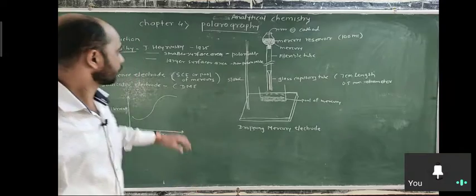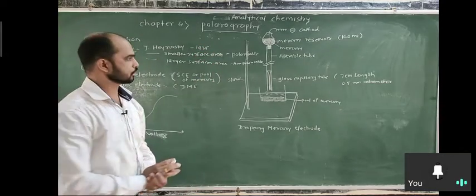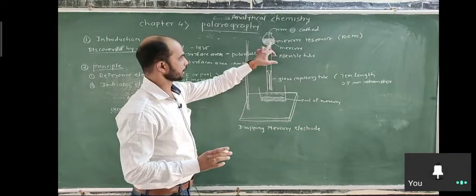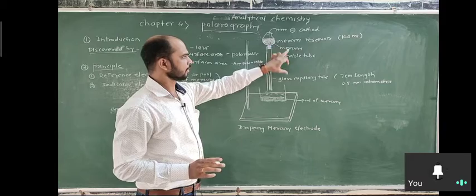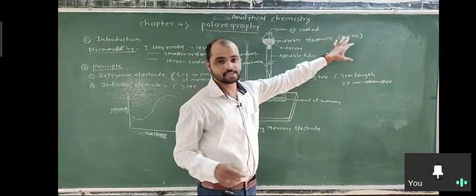The second point is the dropping mercury electrode. So this is the diagram of the dropping mercury electrode. Here is the mercury reservoir. Here is the mercury which is placed. The capacity of the mercury reservoir is 100 ml.